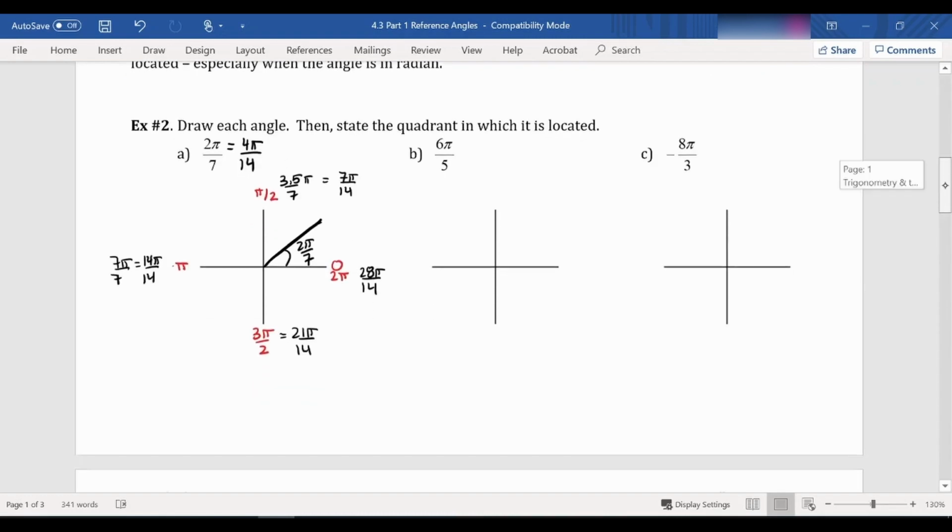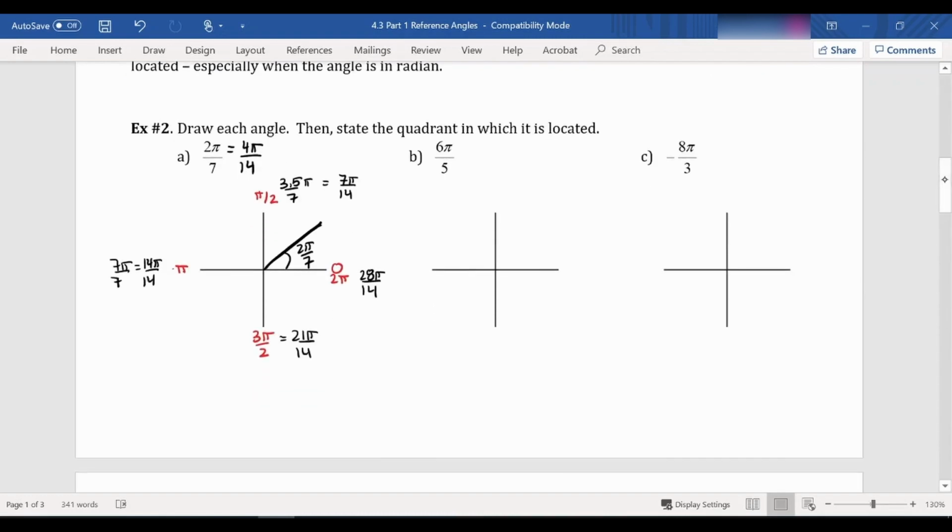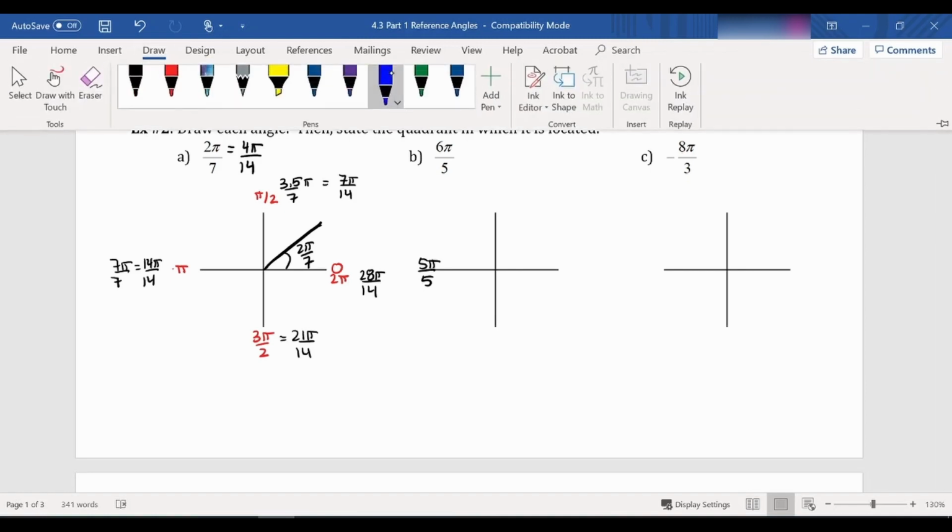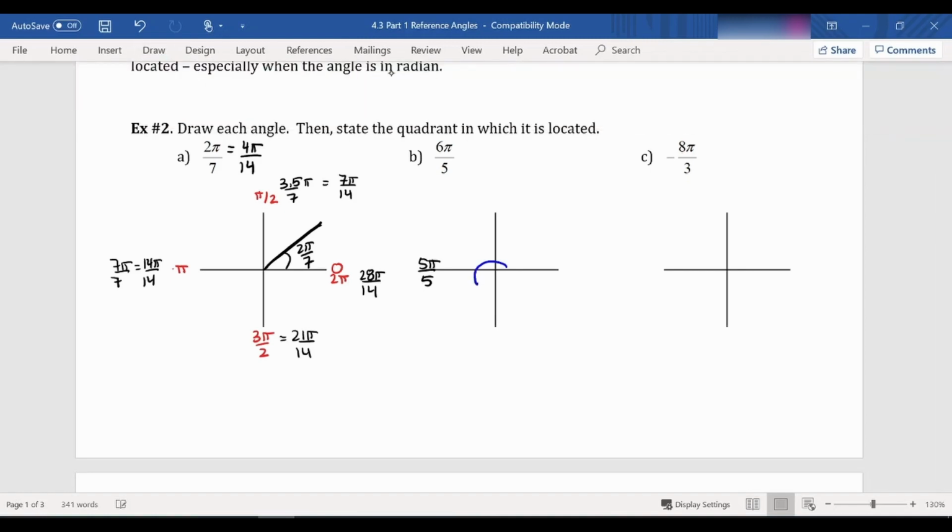So for my next one, I know that 5 pi over 5 is the same as pi. And if I'm trying to graph 6 pi over 5, I know that I'm going farther than that, but I'm not going far enough to have 1.5. 1.5 pi's would have been 7.5 over 5, right? This would be 7.5 pi over 5 is equal to 3 pi over 2. So I'm not going that far. I'm only at 6. So I'd be somewhere in here.